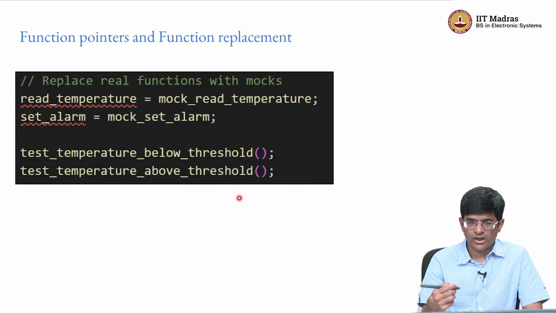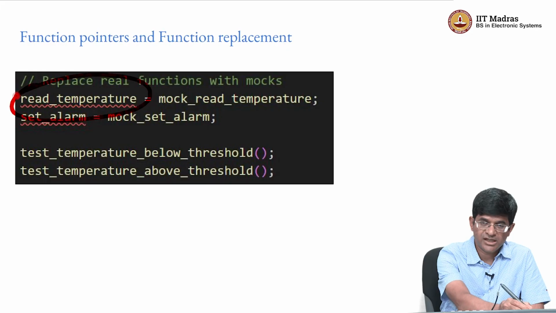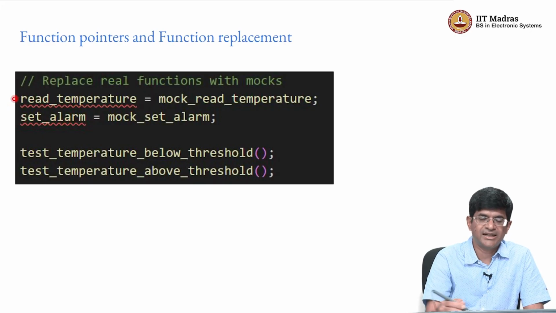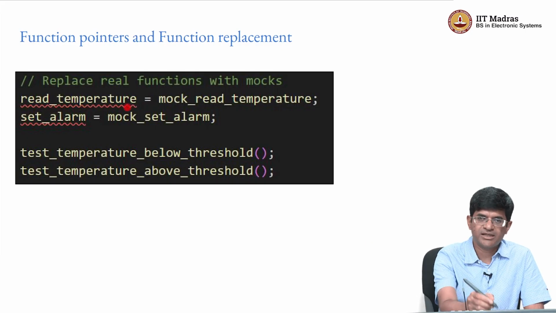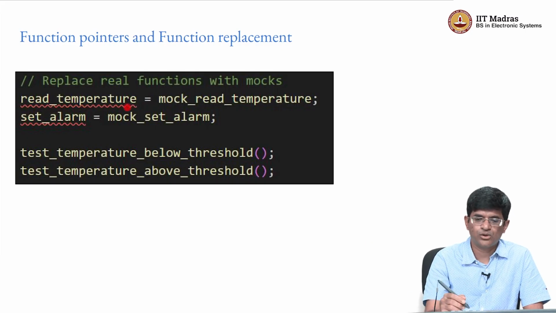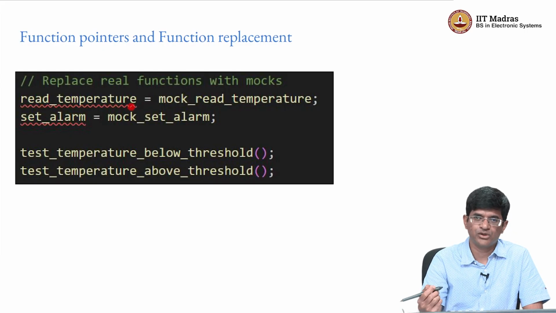Now what is done in practice is that I can actually take the read temperature function, and remember that in C I still have the ability of referring to a function using a function pointer, right? So if I had read temperature as a function pointer, then when I was running my tests, I can make that function pointer point to the mock read temperature. But when I am running the actual system, I would make the function pointer point to the actual read temperature, which would read from the register, right?